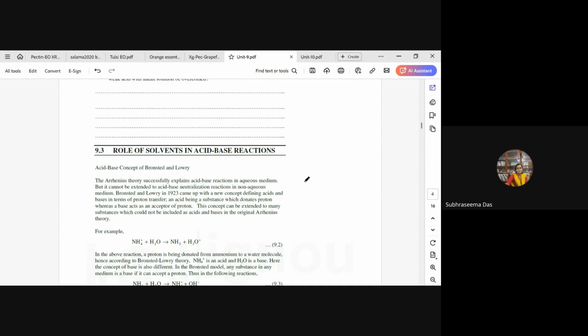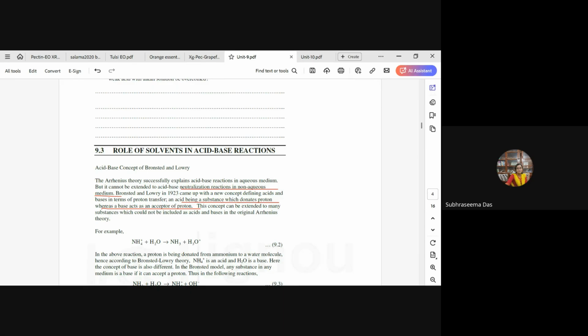The Arrhenius theory explained the nature of an acid and base in aqueous medium, but it has certain limitations. One of its limitations is that it failed to explain acid-base neutralization reactions in non-aqueous medium. After the failure of Arrhenius theory, Bronsted and Lowry came up with a new concept. According to this theory, an acid is a substance which donates a proton, whereas a base is a substance which accepts a proton.